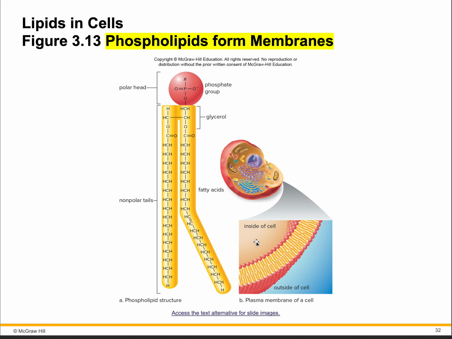So the heads are on the inside of the cell or on the outside of the cell because that's where you are going to find water. And then the hydrophobic tails are here in the middle. They don't like water. And so this is the hydrophobic part, and then right here, hydrophilic, hydrophilic.